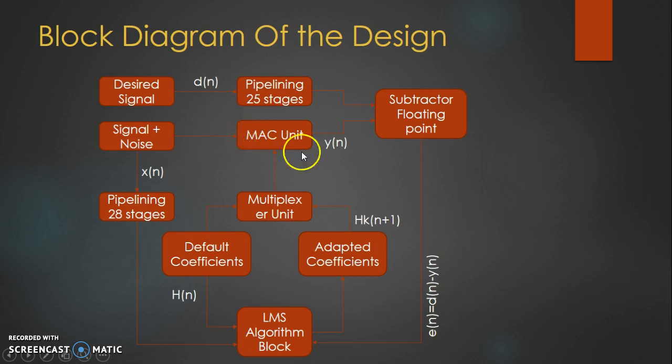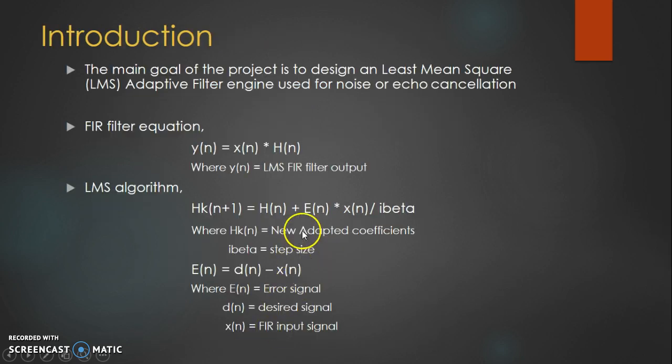As my MAC unit is a 24 tap filter, I have to pipeline my desired signal to 25 stages. I added an extra stage after the MAC. So it goes into a subtractor, which is a floating point subtractor, and it gives me an error signal, which is d of n minus y of n. This is sent to the LMS algorithm block. As shown in the previous slide, we require an error signal such that new coefficients are adapted.